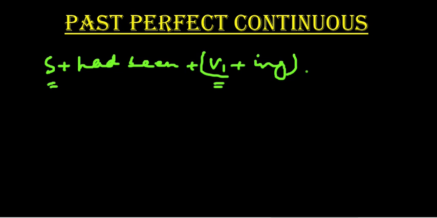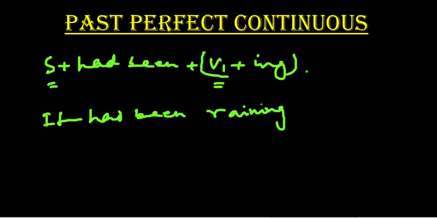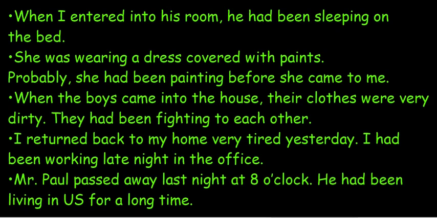One example: it had been raining. In this example, it is the subject, rain is the present form of verb. Here are some more examples. When I entered into his room, he had been sleeping on the bed.